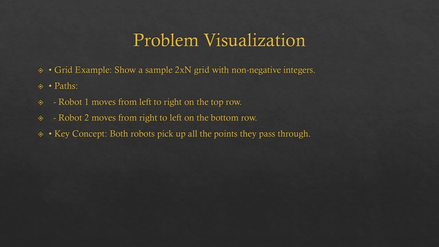Let's visualize the problem with an example. Consider a 2 cross n grid where each cell contains points. Robot 1 moves from left to right along the top row, while robot 2 moves from right to left along the bottom row. Both robots pick up points from the cells they visit. The challenge is to find a strategy where robot 1's path minimizes the maximum points robot 2 can collect.